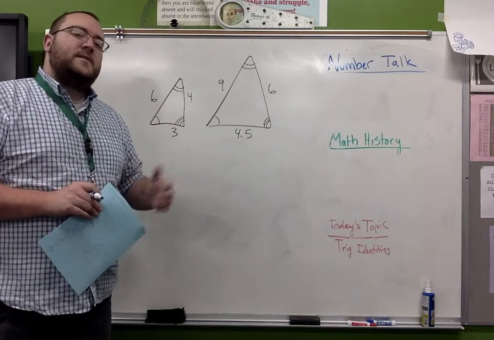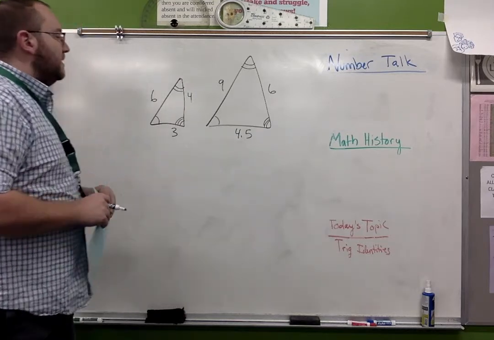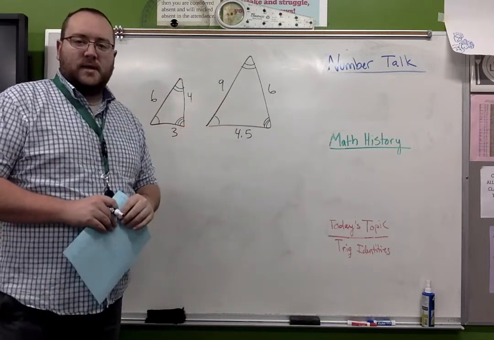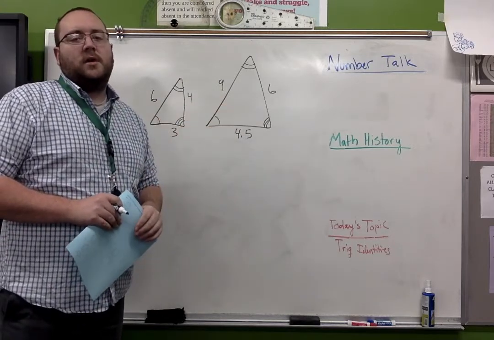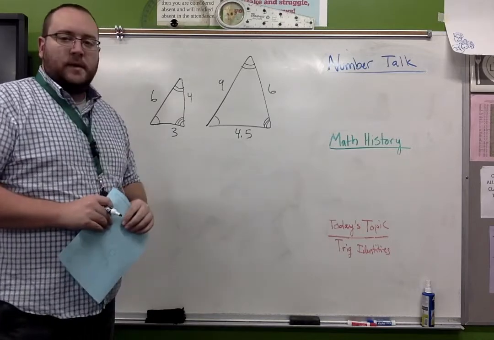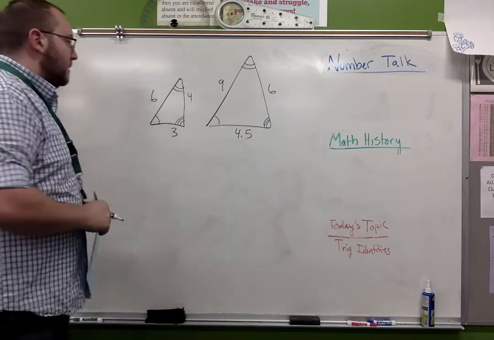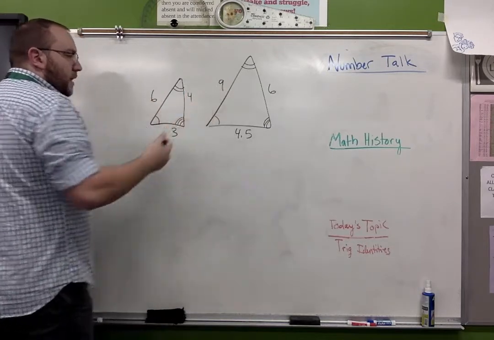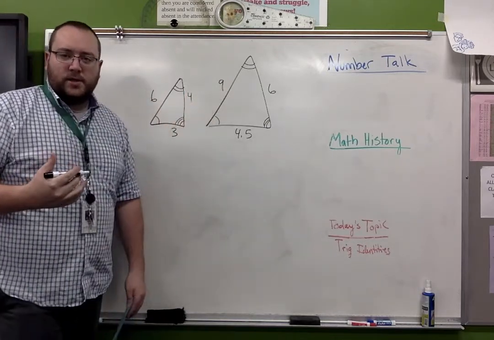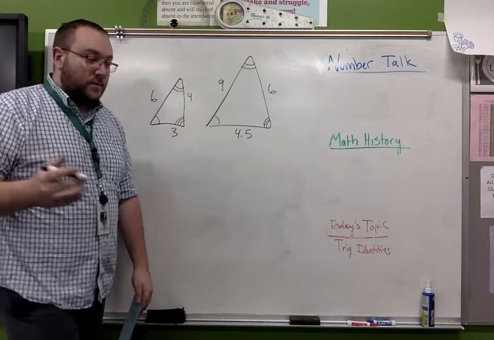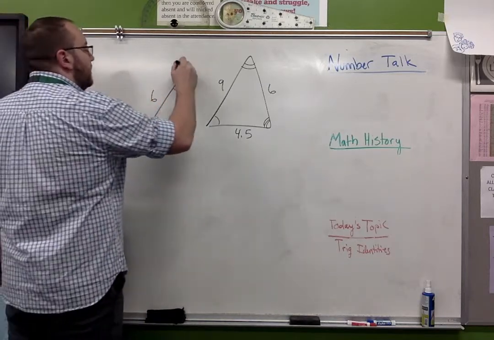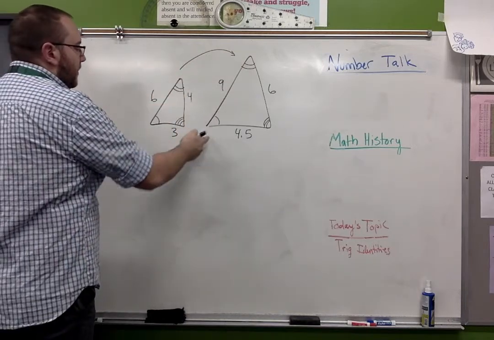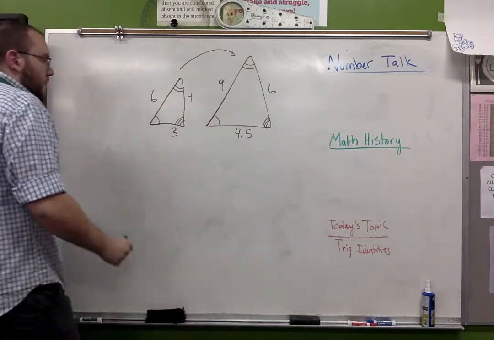So that implies similarity. We have to see if the ratio between the sides is the same for all three sides. If it is for all three sides, then these are similar triangles. When I talk about ratio, I'm talking about comparing corresponding sides, so 6 to 9, and creating a rational number, a ratio, or a fraction.